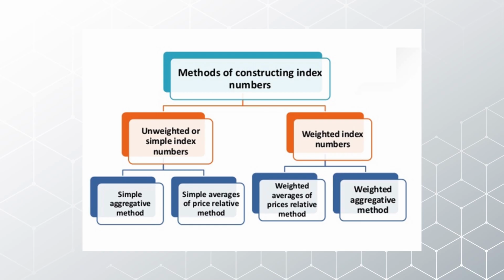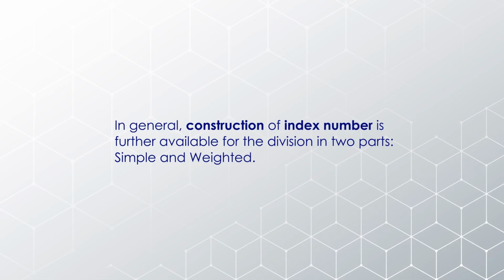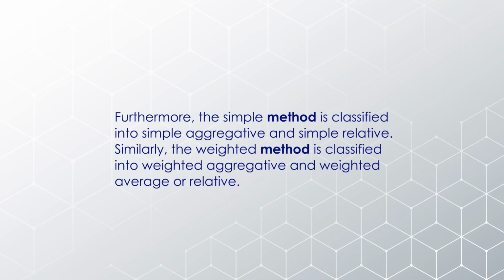When we talk more about weighted index numbers, the weighted averages of price relatives method and the weighted aggregate method are the two methods under the ambit of weighted index numbers. So in general, the construction of index numbers is divided into two parts, simple and weighted. And furthermore, the simple method is classified into simple aggregative and simple relative.